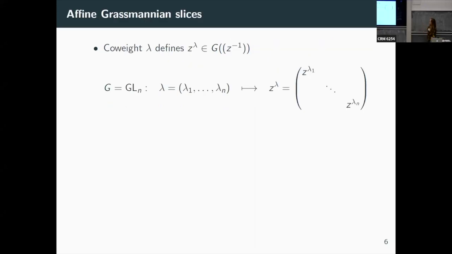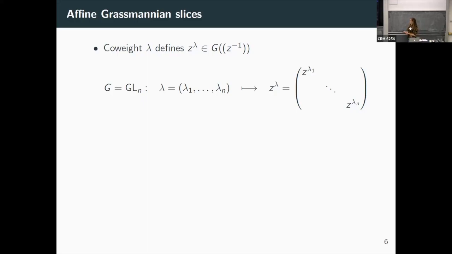The final piece to define what an affine Grassmannian slice is: if I handed you a co-weight lambda, you can actually produce an element z to the lambda inside the loop group. It's maybe a little confusing, so it's helpful to have this example in mind. A co-weight of GLn is just a list of integers, lambda 1, lambda 2, up to lambda n. And what would be z to the lambda? It's just a diagonal matrix where you take this variable z and raise it to the lambda power everywhere. So in general, it looks like this, for whatever appropriate group you're dealing with.